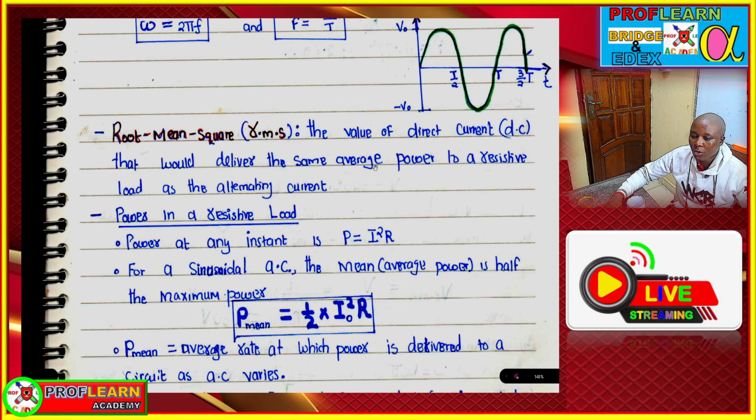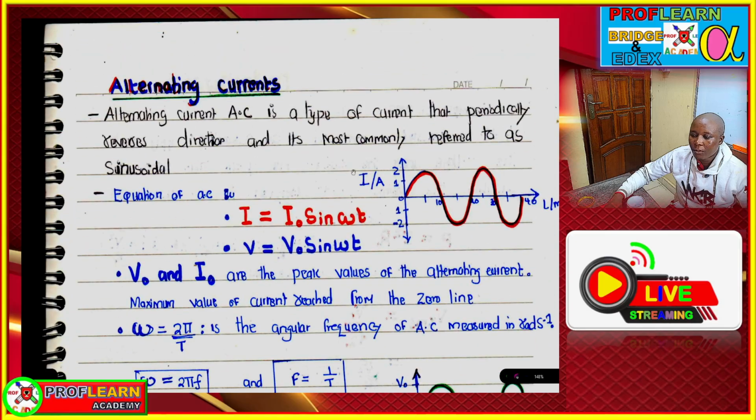And also you are going to understand the concept of root mean square. Root mean square is the value of direct current that is going to deliver the same power as that particular alternating current. So remember, alternating current keeps on increasing and decreasing. So if current increases or decreases, it keeps on fluctuating within a given range. Then it means also power is going to be varying, increasing or decreasing.